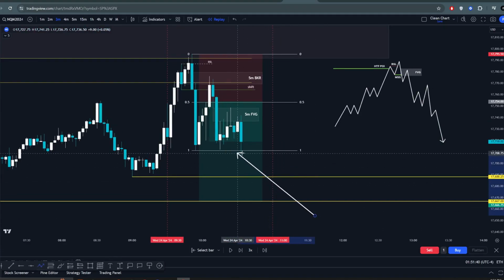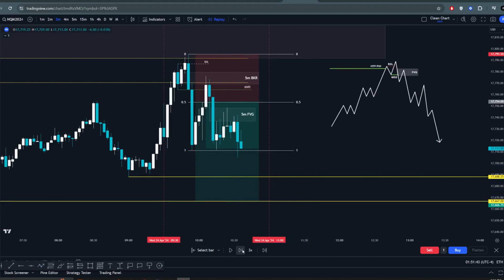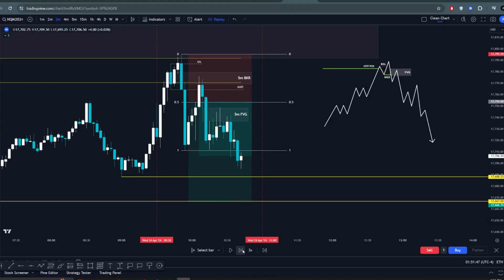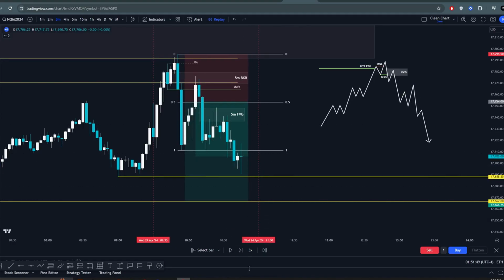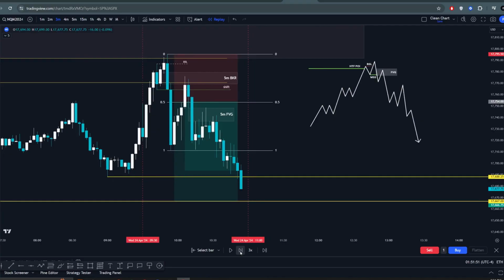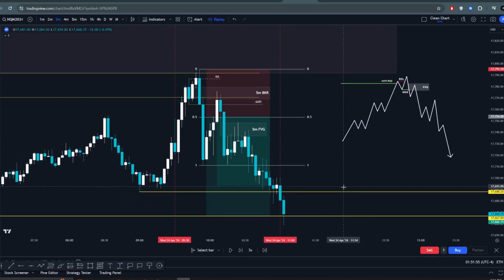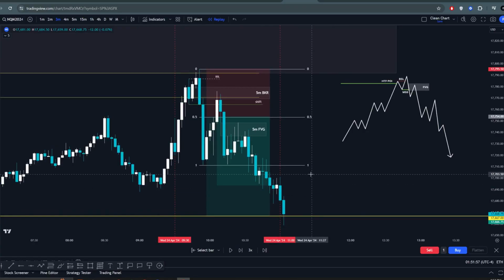First sell side liquidity taken. It should aim for more sell side liquidity. You can take partials right here. And there we have it. Full take profit hit. Let me remove this. As we can see, this is how we are going to use our one setup for life.